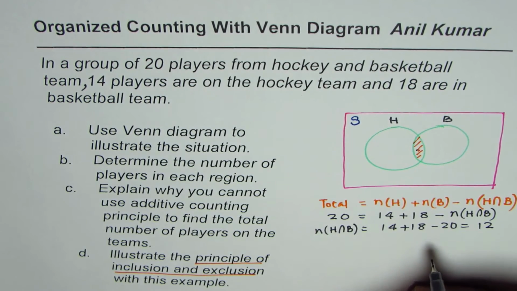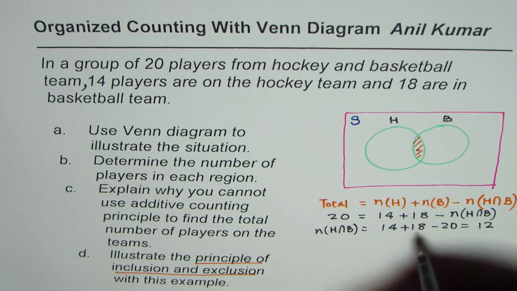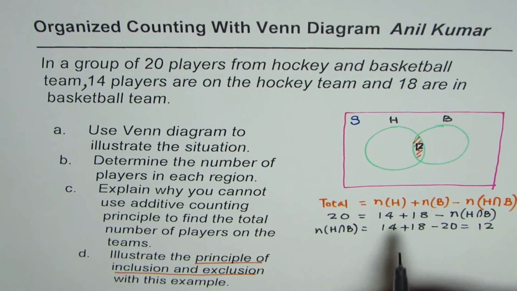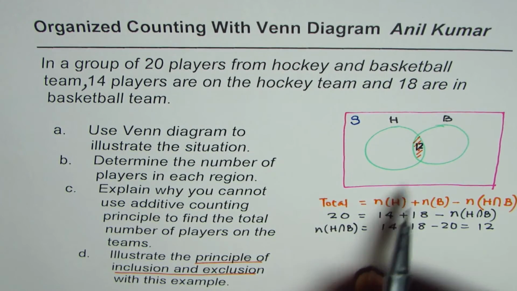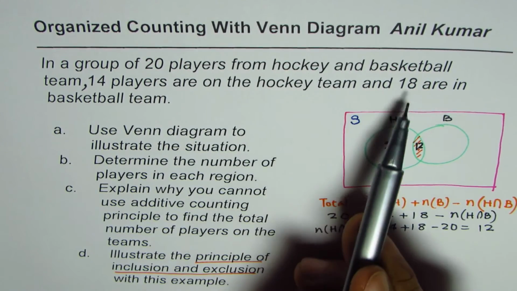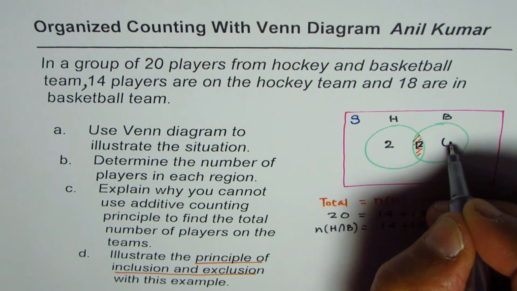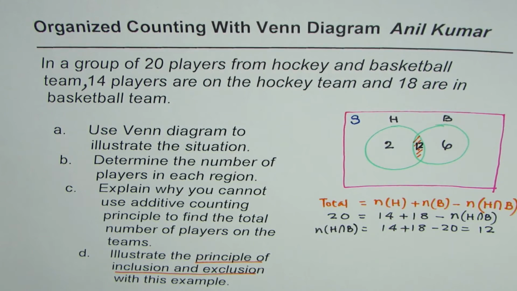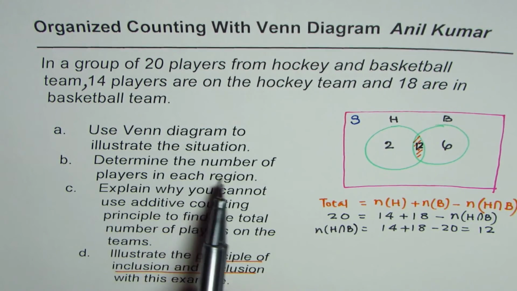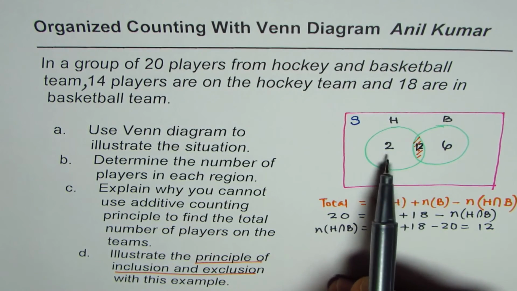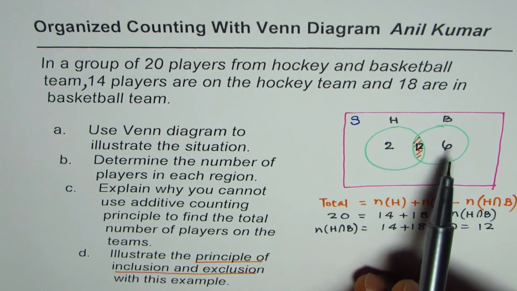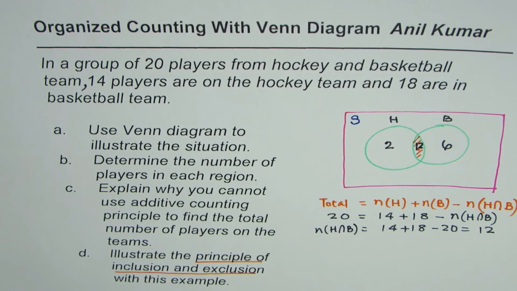So in the Venn diagram, what really happens here is that 12 are here. So 12 are common. Now, total hockey players are 14. That means 12 and 2 makes it 14. 18 is for basketball, so 12 and 6. So that is the situation, correct? So we have done part B also, which says determine the number of players in each region. So these are 3 regions. This is only hockey, this is only basketball, and this is common to both.